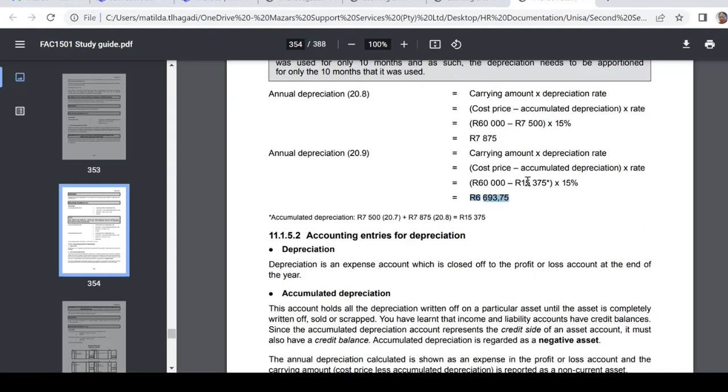It is 15,375 plus 22,068. How much is it for the end of... 22,068 rand, 0.75 cents. So you took 15,375 plus 6,693.